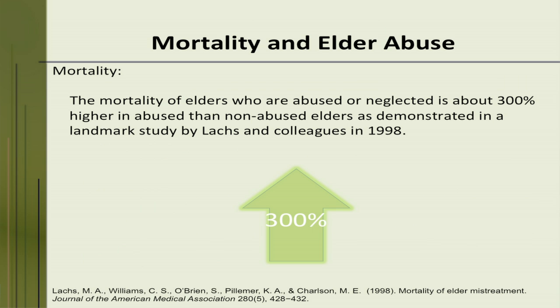We've talked about how elder abuse is prevalent. We've talked about the different types, but then what are the outcomes that are associated with elder abuse? And one of the main outcomes that is really, really important is that elder abuse increases the mortality among older adults by 300% compared to older adults who have not been abused. And this was found out in the first mortality study by Dr. Lachs out of Cornell, and they published a study in 1998.